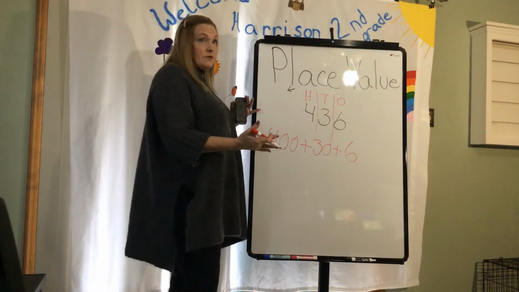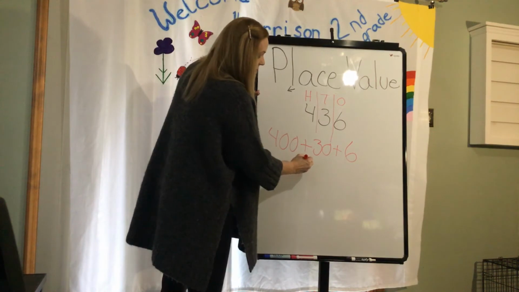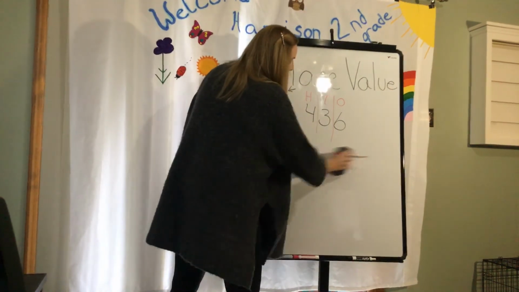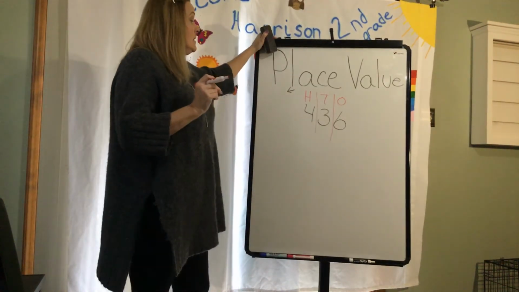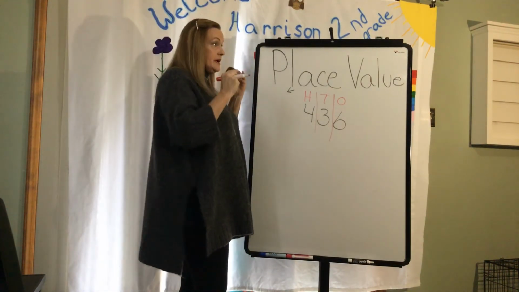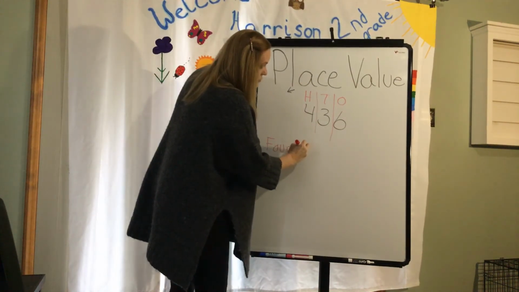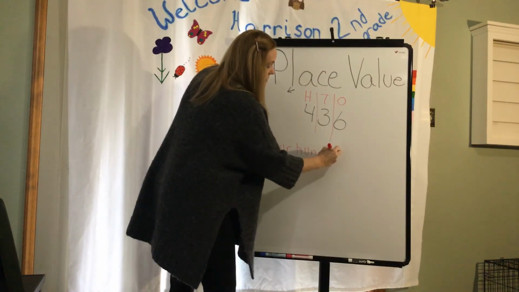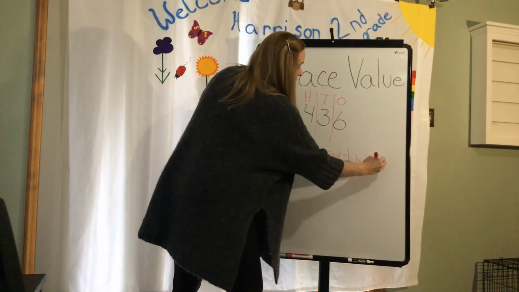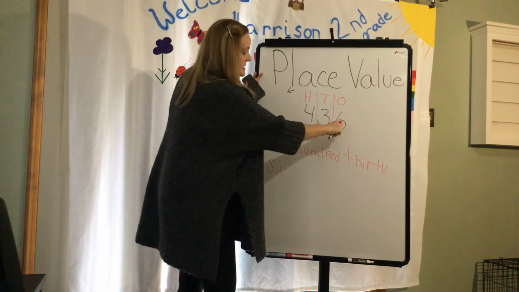If I want to bring it back down to standard form, what do I do? I take the first digit from each of my values. 4, I had 4 hundreds, I had 3 tens, 6 ones, 436. And if I said, give it to me in written form, you're going to write it using words. Write it like you hear it. 436. 400. 30. 6. 436.